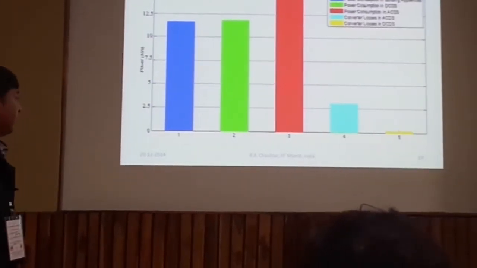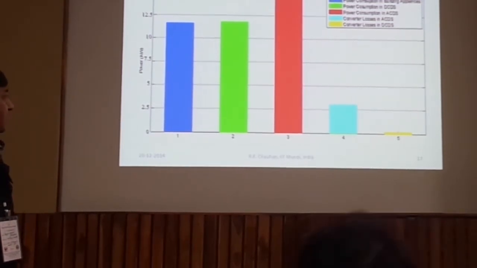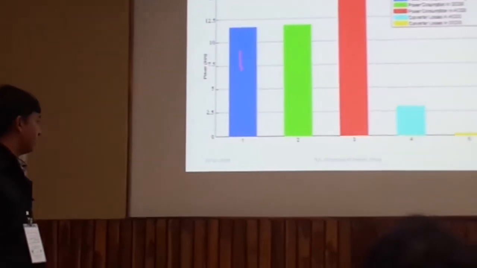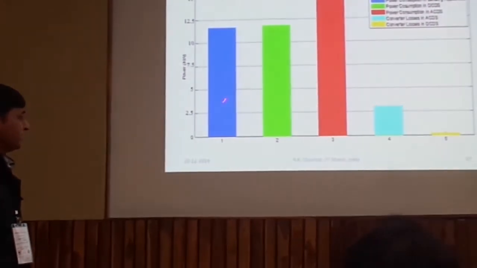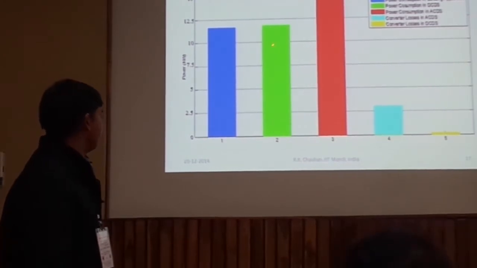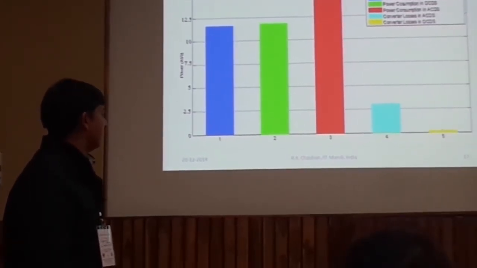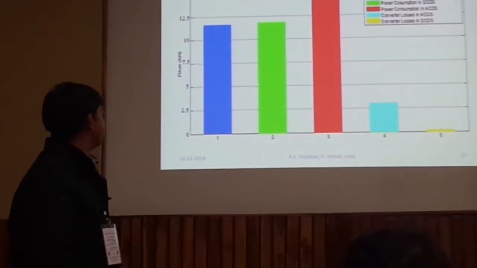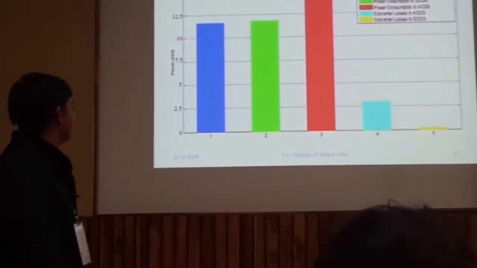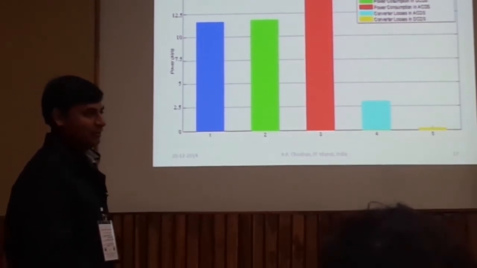This is the total power consumption in the converter losses for the AC and DC distribution system. Here we can see the total ideal power consumption, and this is the power consumption in the DC distribution system, which is very close to the ideal load. And the power consumption in the AC distribution system is too much higher.